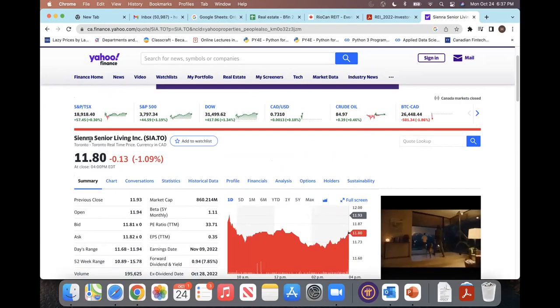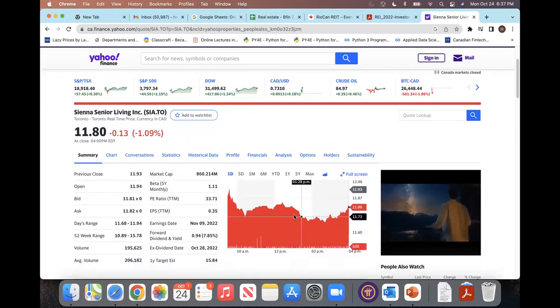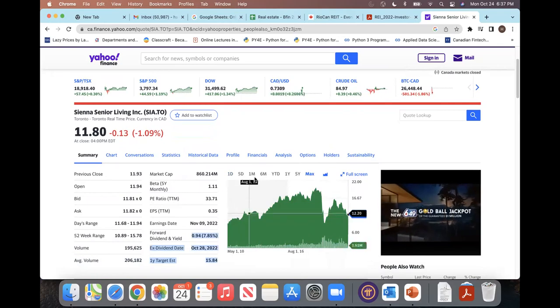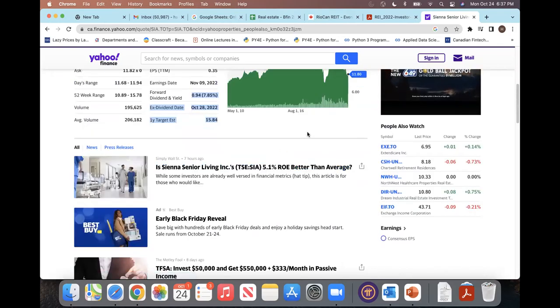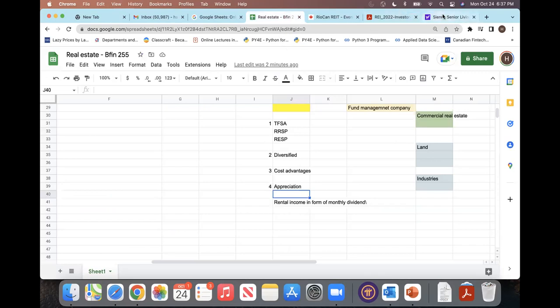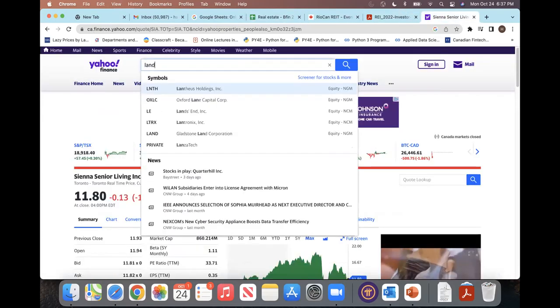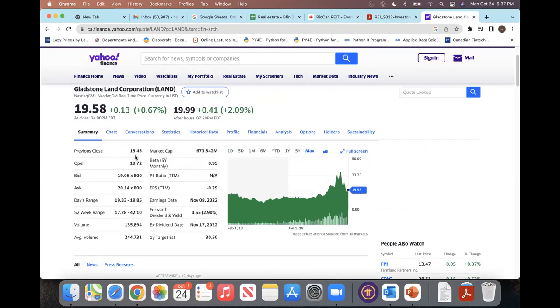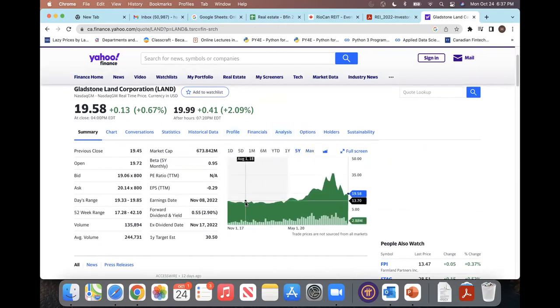This is another one. Sienna Senior Living, again a Toronto-based company, has done a little better than Chartwell and pays very high dividends too. So REITs are a way of getting residential exposure. Also, you can buy farmland in the form of REITs. This is an example of a farmland-based REIT. They buy farmlands, rent them out to farmers and collect rents from that. Farmland hasn't done well in a lot of years. They do okay. They have done well since the pandemic hit, but they have come down a lot also.